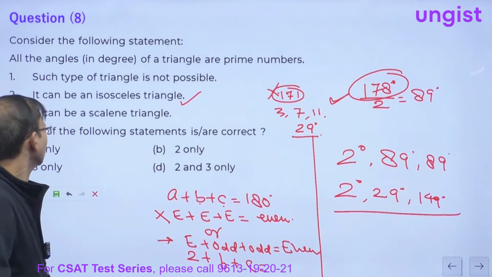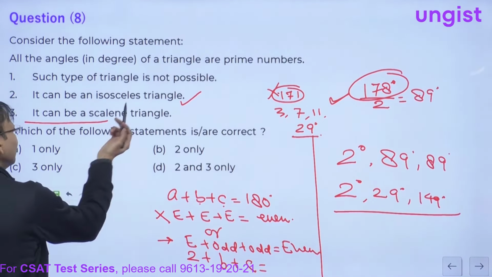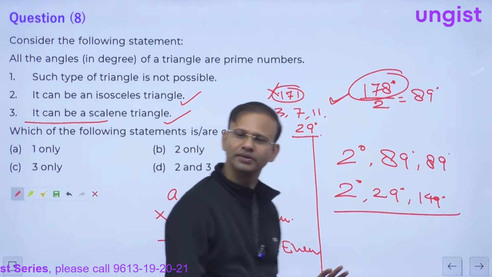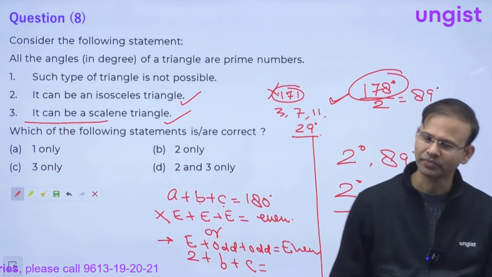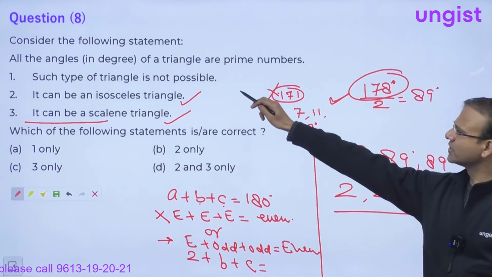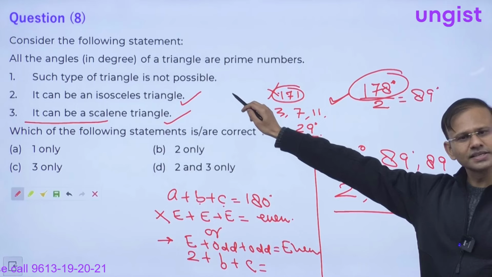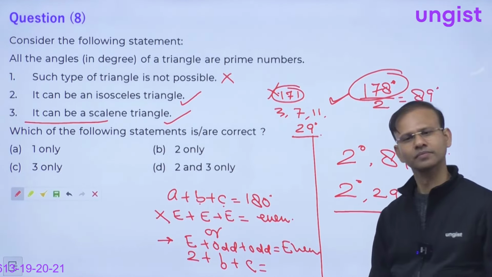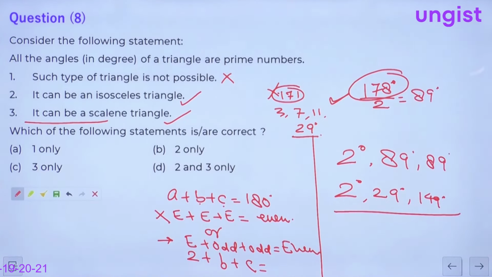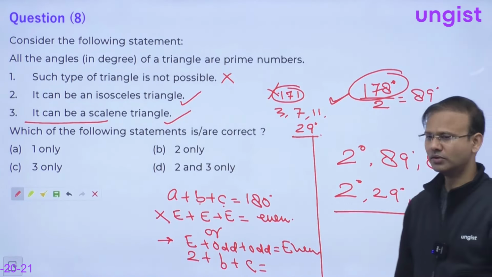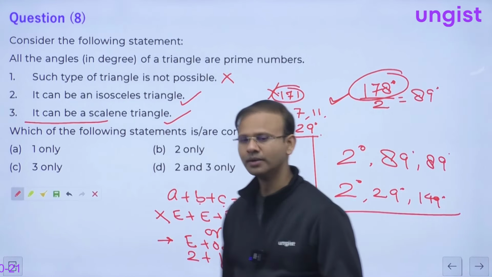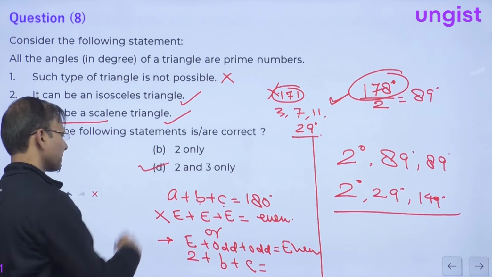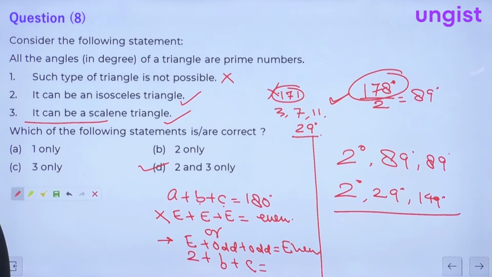Done? Okay. Question is saying it can be a scalene triangle. So yes, it can be a scalene triangle. In one case, it is possible. Right? That's it. So obviously, the first case is not correct. The first case is saying such type of triangle is not possible, so obviously, it is not correct. Correct, guys? So what is the right choice? B. Right? It is 2 and 3 only. Okay. Done, everybody?